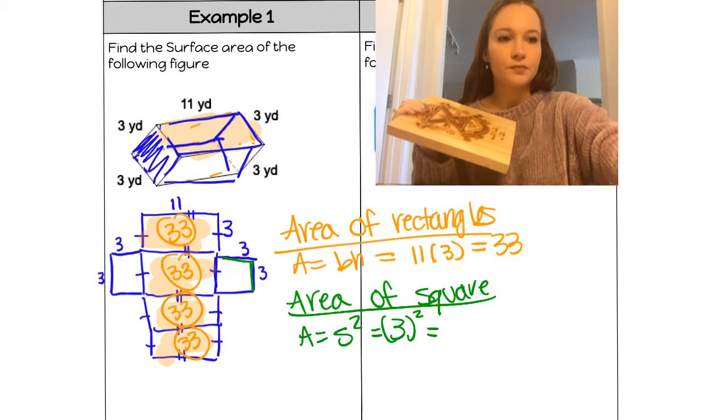Yeah, great job. So 3 squared means multiplying it by itself. And 3 times 3 is 9. So each of those are worth 9, or have an area of 9.